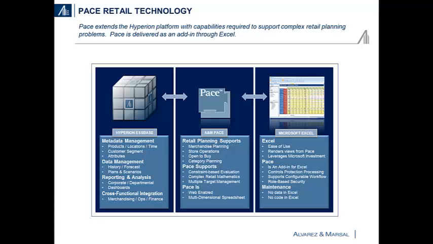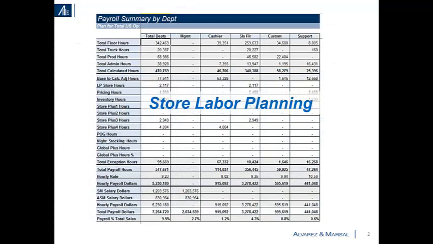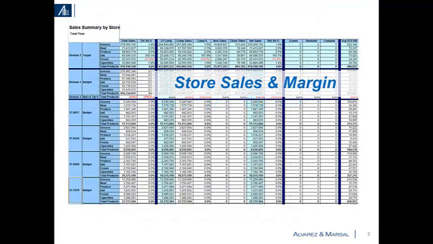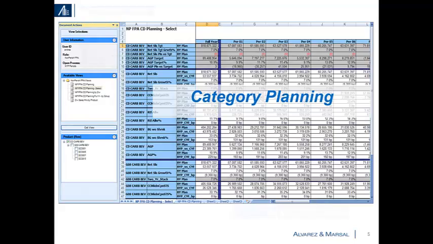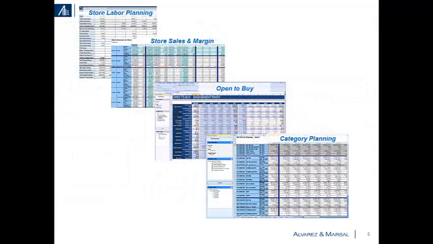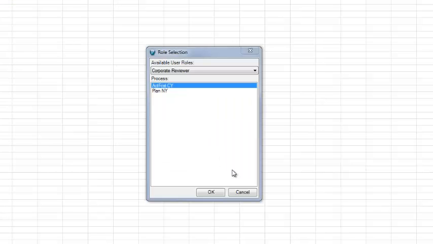PACE extends the Hyperion platform with capabilities required to support store labor, store sales and margin, open-to-buy, category, and many other similar planning problems. PACE is delivered as an add-in to Excel, providing a familiar user interface with none of the enterprise deployment issues associated with planning and spreadsheets.